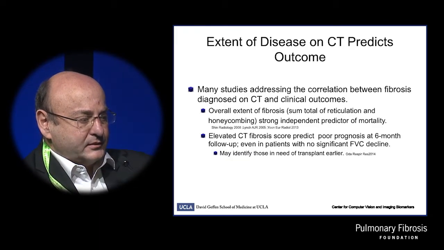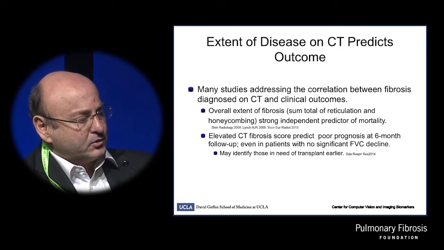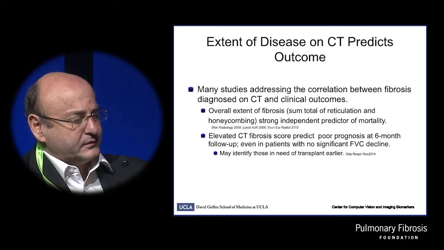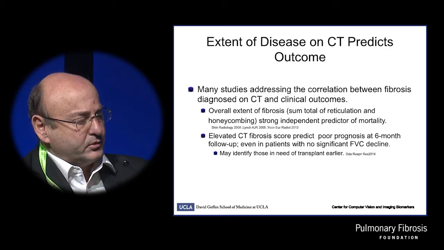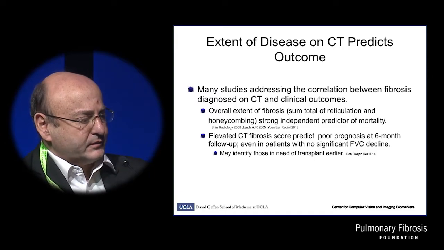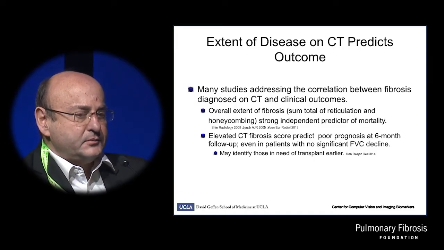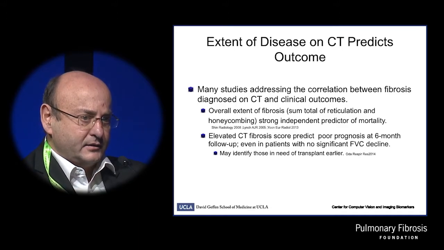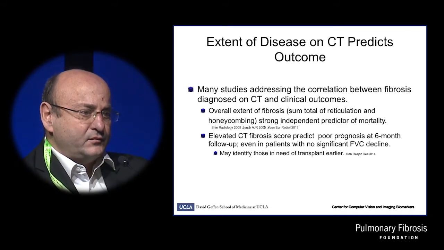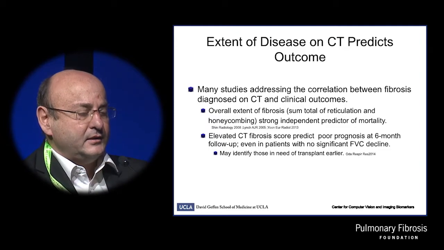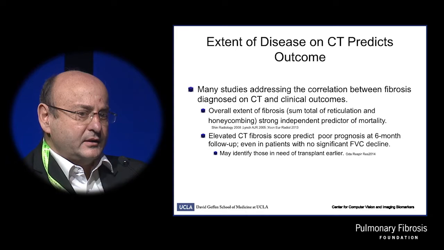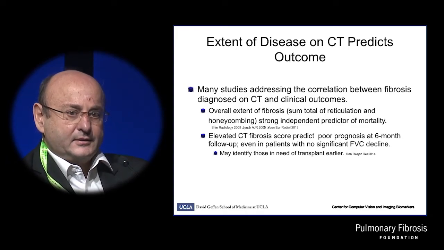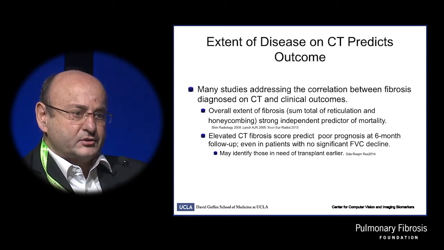The outcome has been definitely looked at in different ways, and no question, overall extent of fibrosis is a very powerful predictor of mortality. An elevated CT fibrosis score predicts poor prognosis at 6 months follow-up, even in patients who don't have an FVC decline. So now we're beginning to see that there may in fact be, as we advance the role of CT, a role of CT in the follow-up of a patient. Just because the FVC looks reasonably good doesn't mean that there hasn't been some progression that has a huge signal for that patient.